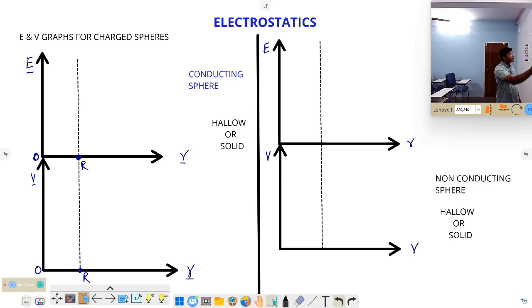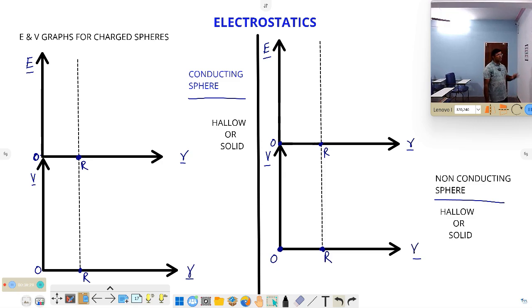In the case of a conducting sphere, either hollow or solid, we will discuss that. And in the case of a non-conducting sphere, you can see here this is the non-conducting sphere, with its electric field versus distance graph and potential versus distance graph. Here also this is the origin, that is the center of the sphere, and the dashed line indicates the distance on the surface, that is the radius of the sphere. The O point is inside the sphere, R point is on the surface, and after the R point, it is completely the outside of the sphere.